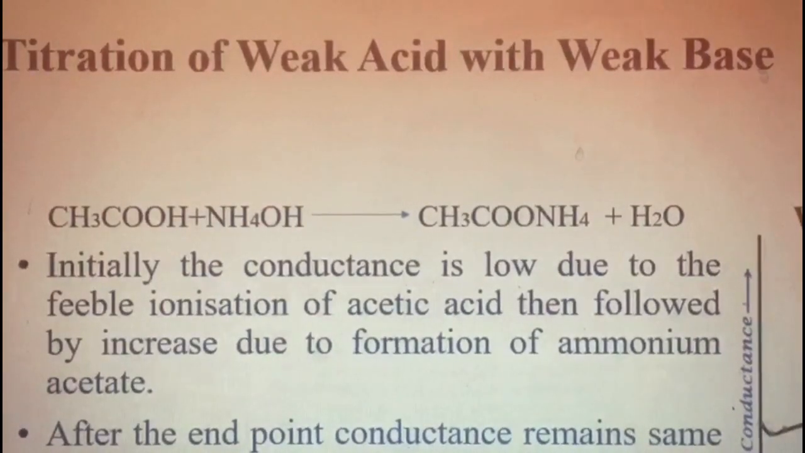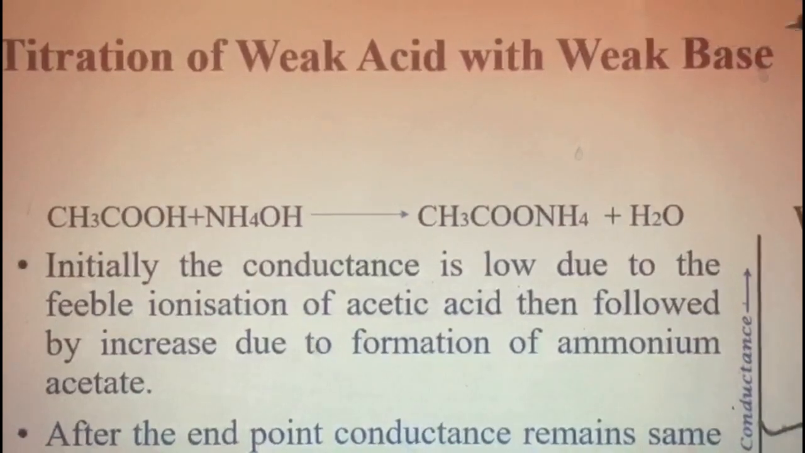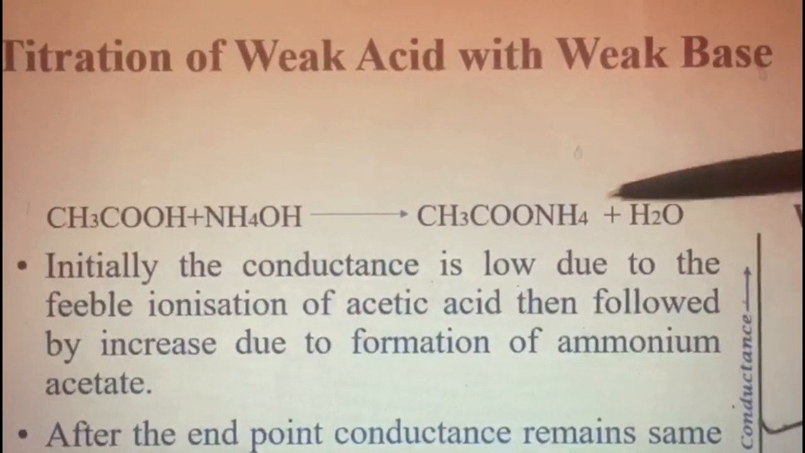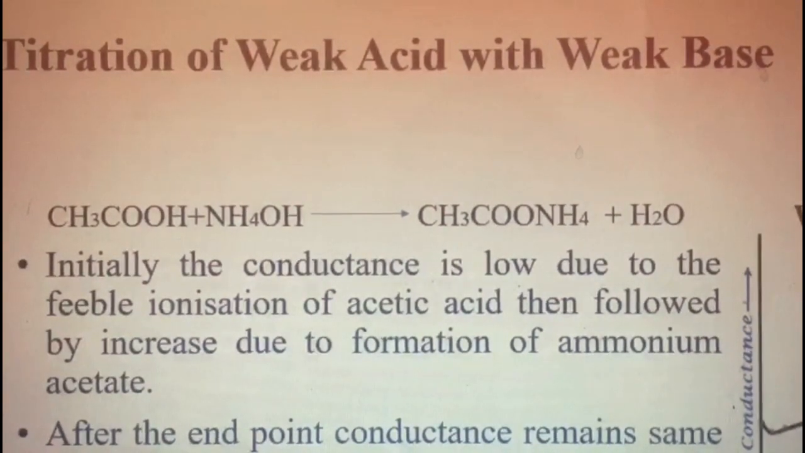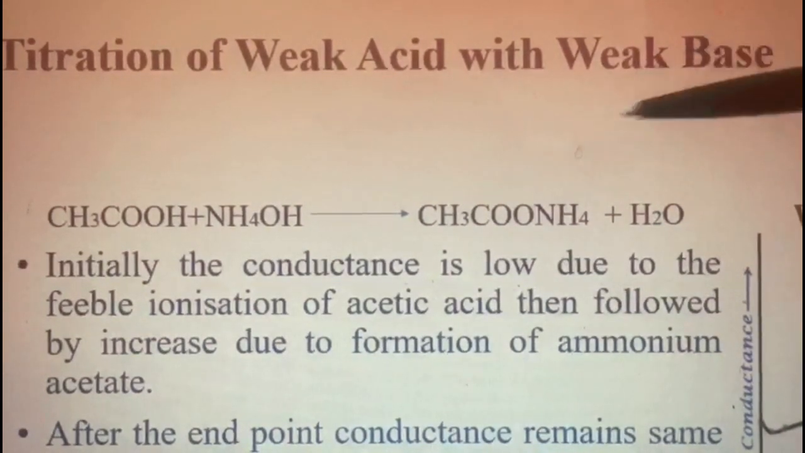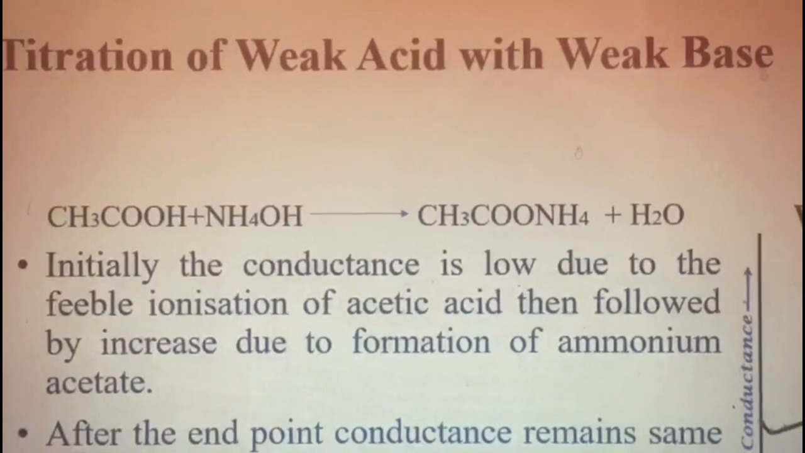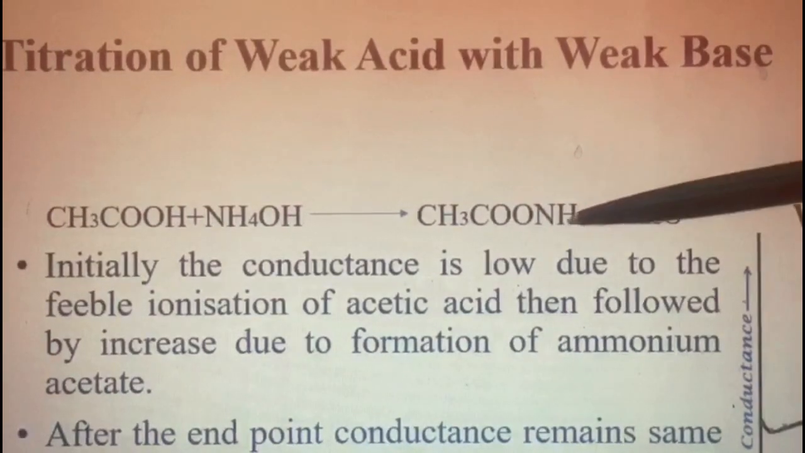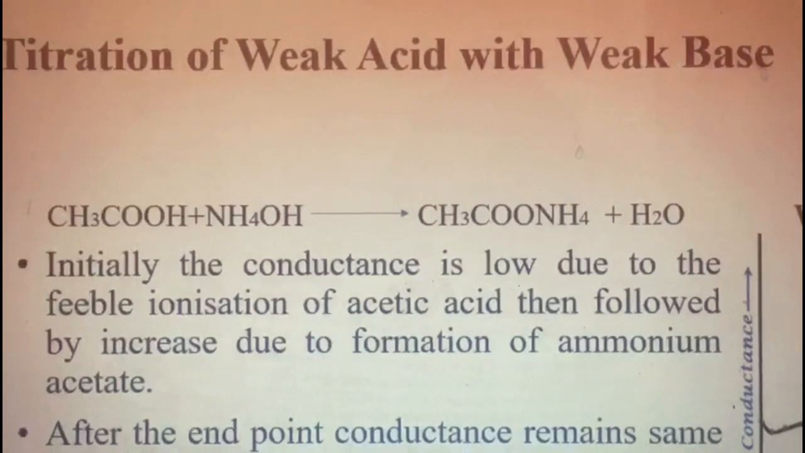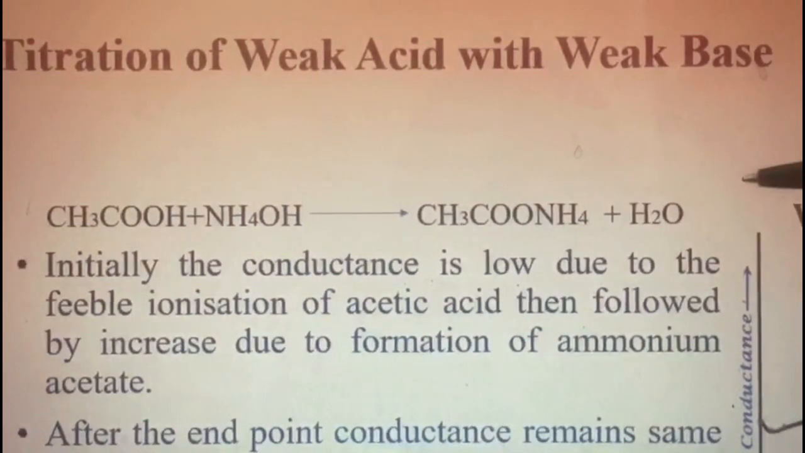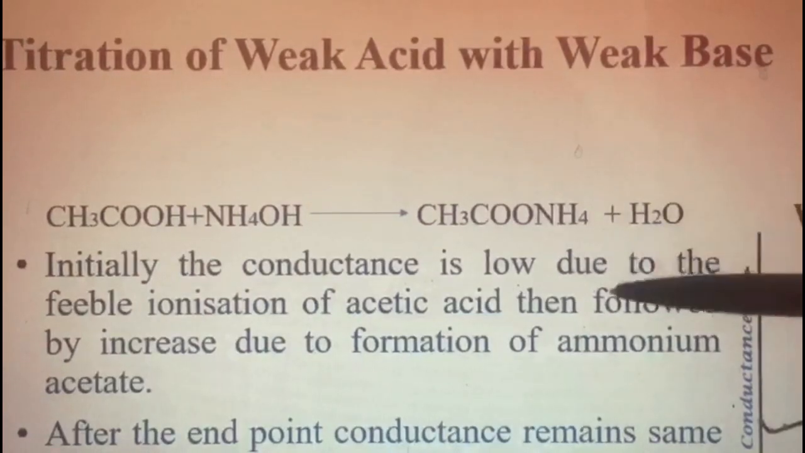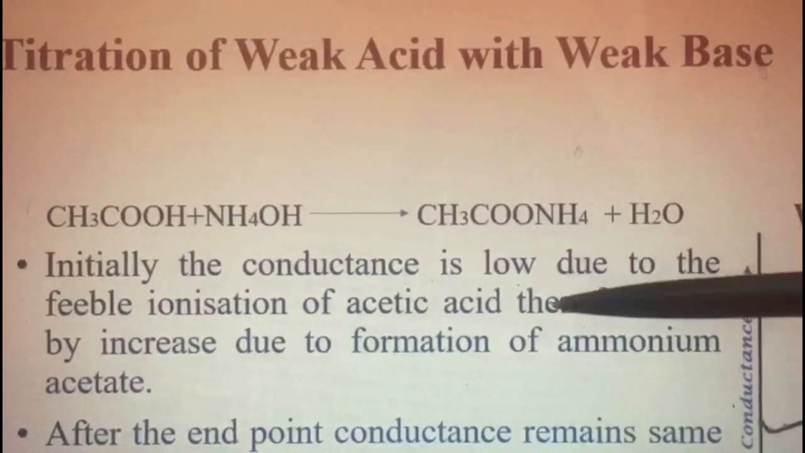Next one is titration of weak acid with weak base. So we can write here acetic acid versus ammonium hydroxide, that will give ammonium acetate plus water. Here we know both are weak, so both will not be completely ionized. So initially the conductance is low. We know acetic acid is not completely ionized, so only a very small number of H plus ions will be there, hence the conductance will be less. So initially the conductance is low due to the feeble ionization of acetic acid.